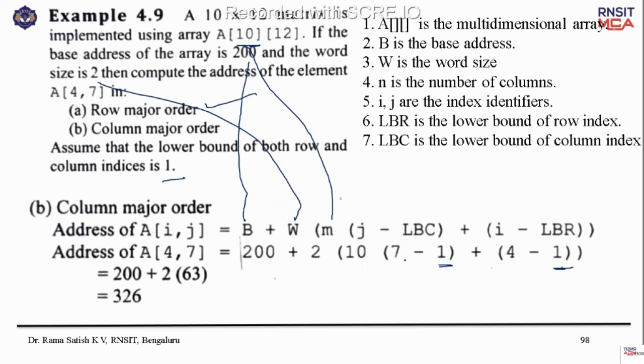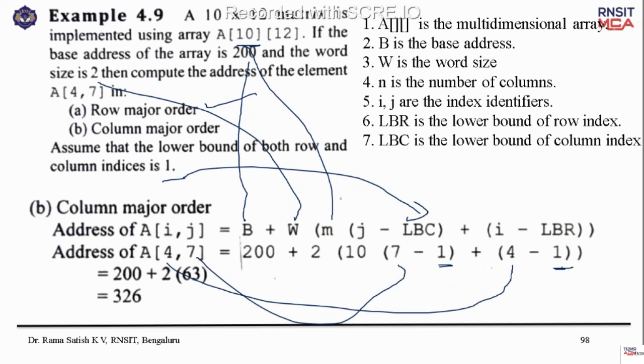into 7 minus 1. 7 is the j value, 7 minus 1. Why are we taking 1? Because it is LBC. In the same way for 4 you take LBR. Since the LBR and LBC are 1, you check. So 7 minus 1, 6. 6 into 10, 60. 60 plus 4 minus 1, 3, is 63. Into 2. So 200 plus 63 into 2, that is 126. So 200 plus 126 is 326.